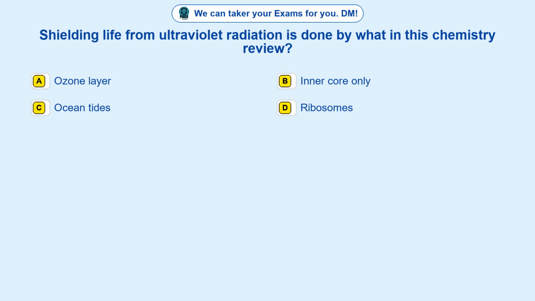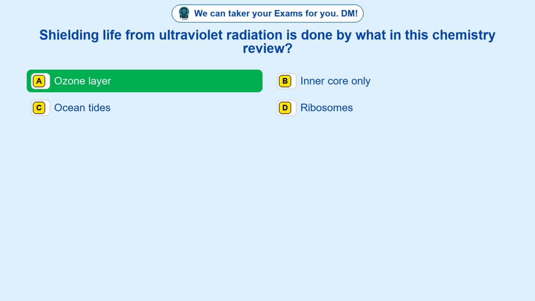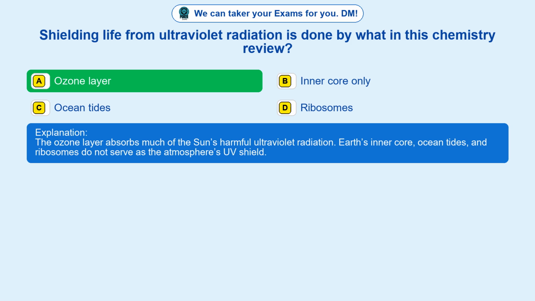Question 97. Shielding life from ultraviolet radiation is done by what in this chemistry review? Option A, ozone layer. Option B, inner core only. Option C, ocean tides. Option D, ribosomes. The correct answer is option A, ozone layer. The ozone layer absorbs much of the sun's harmful ultraviolet radiation. Earth's inner core, ocean tides, and ribosomes do not serve as the atmosphere's UV shield.